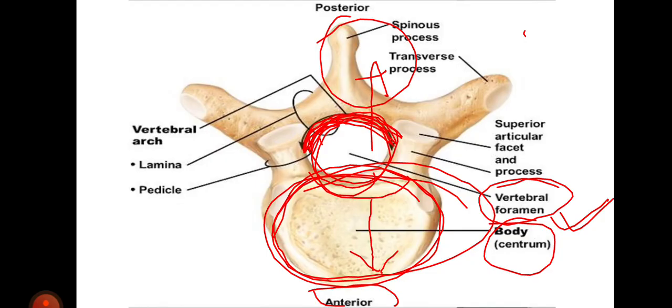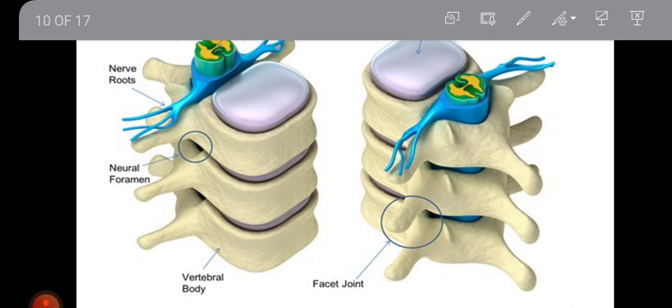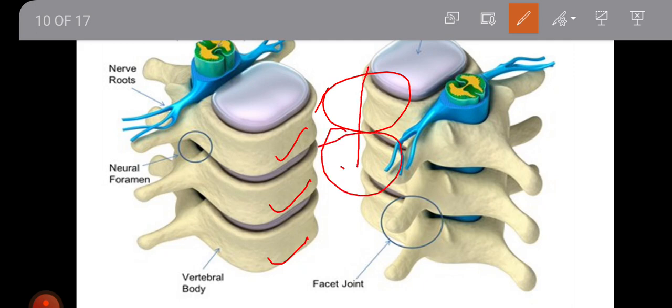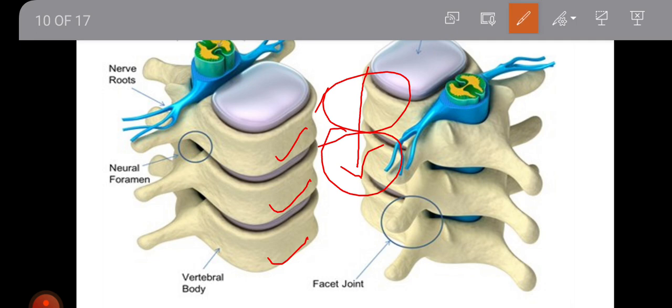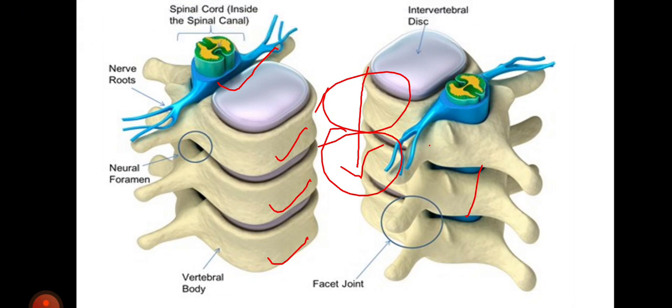Look, this is one vertebra, this is another, second vertebra, and this is the third vertebra. Each vertebra will have a vertebral foramen. When all the vertebral foramina get connected, they form the vertebral canal, and through that canal the spinal cord passes. Here you can see the spinal cord, which passes through the vertebral canal.